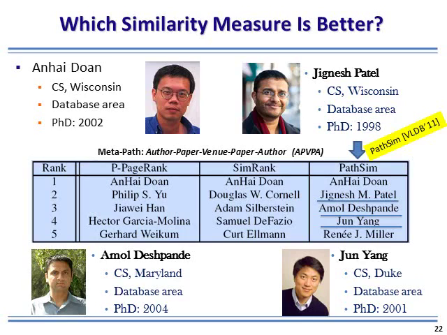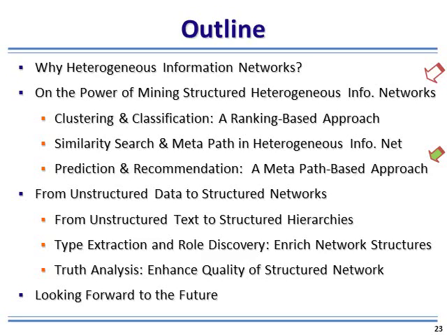So we use a different measure, the measure invented by ourselves. Then we found, you can see, that's the one we got, the path-based similarity. We find he's most similar to Jignesh Patel, Jun Yang, and Renee Miller. You probably know Renee Miller because she's a professor in Toronto. But she is also younger, you can probably see. I did not put her picture, because I could not find it on the web.